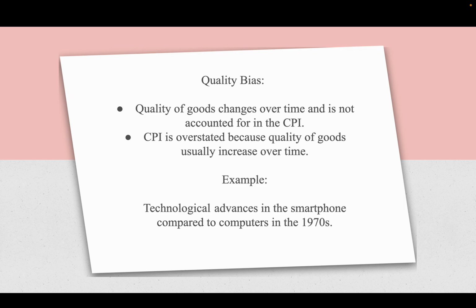The second bias is quality bias. Quality bias occurs when there is a miscalculation in the CPI because the quality of the good changes over time and is hard to account for. CPI tends to overstate the inflation rate because the quality of goods tends to increase, which leads to an upward quality bias. An example of quality bias is the idea that a smartphone today is more technologically advanced than computers in the 1970s. Therefore, inflation is overstated because the CPI is not accounting for the improvement in technology.